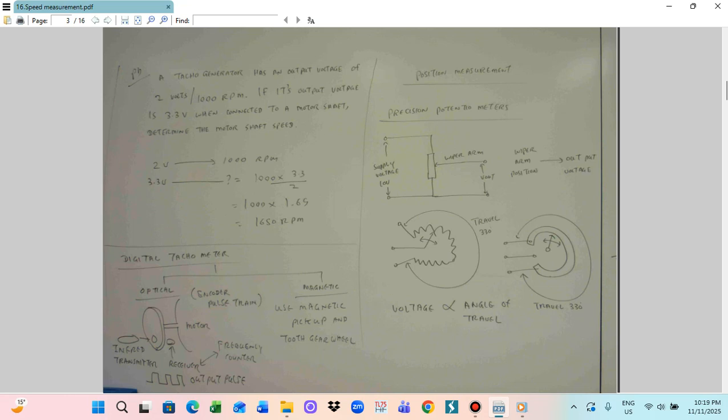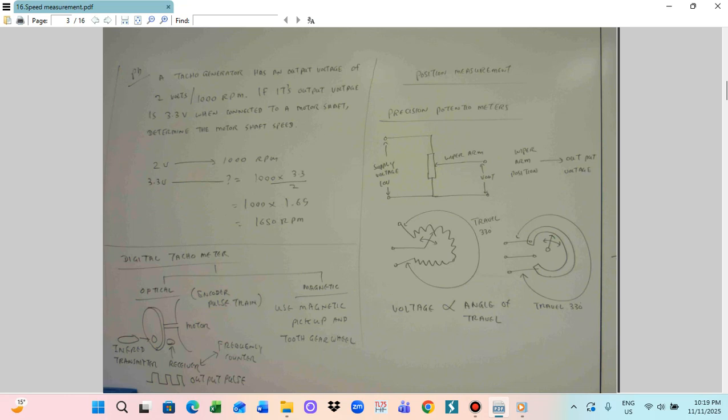This wiper arm's voltage we utilize. When we have the wiper arm, we get the voltage. Depending on the voltage magnitude, the wiper arm will move, and the movement angle has to be measured. So the voltage is proportional to the angle of movement, the angle of travel. So this is the way that we utilize the potentiometer.